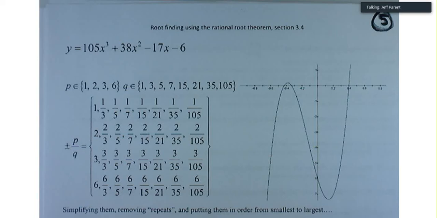So in section 3.4, we're going to learn the rational root theorem, amongst a few other things. And the rational root theorem feels a little bit antiquated because we've got so much sophisticated technology, but I also think that technology pushes us to know and understand the rational root theorem. And let me give you an example.